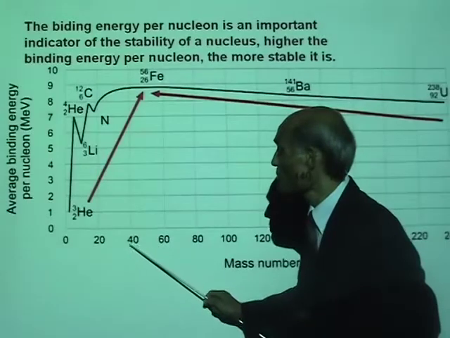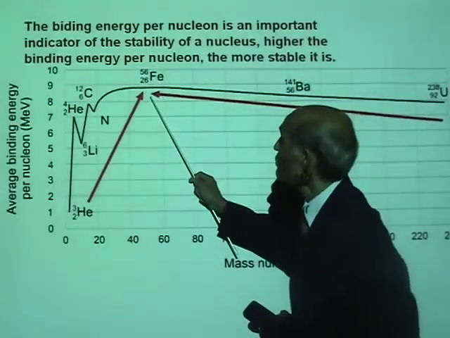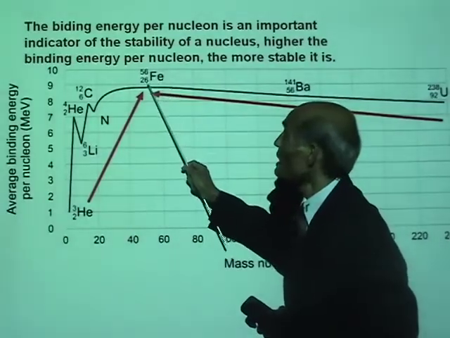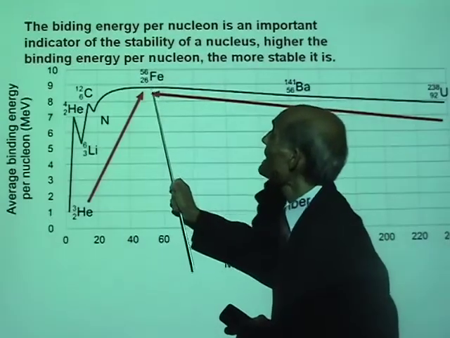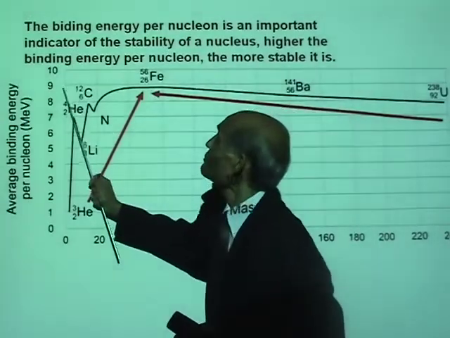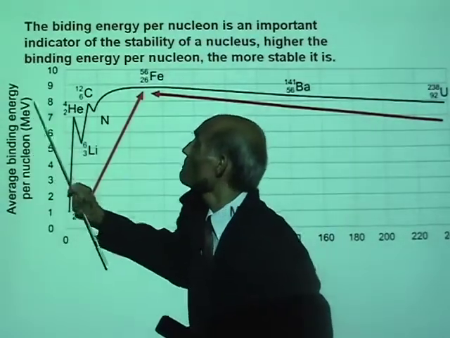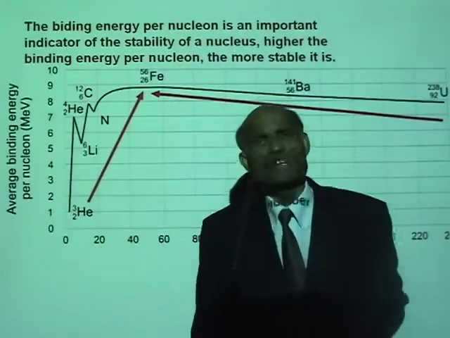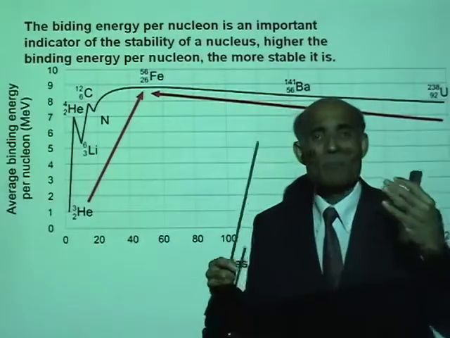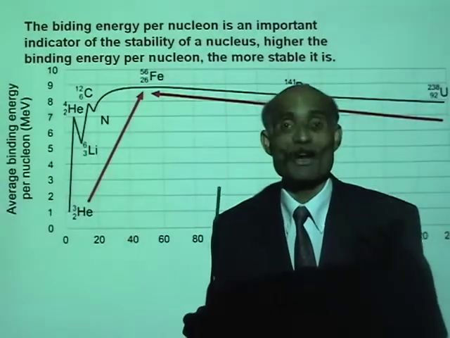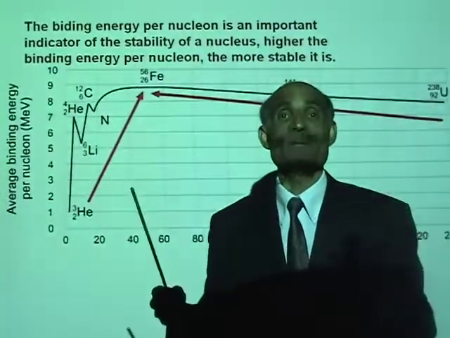You see, this is mass number 40, this is 60. So, mass number 56 is iron. Its atomic number is 26. And its binding energy is about 9. The unit used there is called million electron volt. You don't need to worry about that. So, iron has the maximum binding energy per nucleon. That means iron is the most stable element.